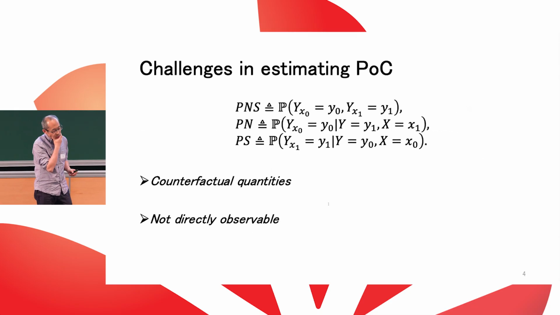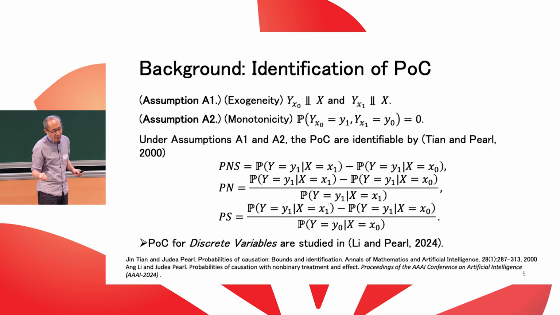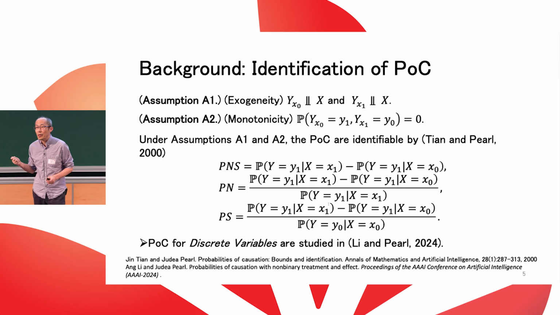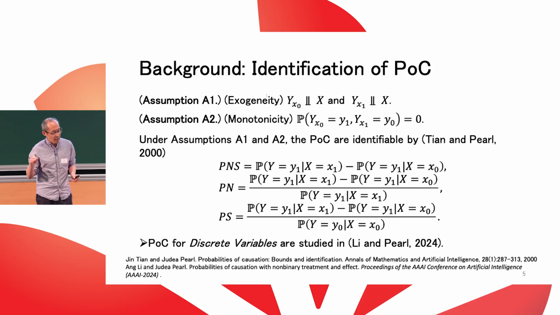We also notice that all these definitions are counterfactual quantities, so you cannot directly observe them. They are very useful concepts in practice. To estimate them in practice, typically we rely on some assumptions. Researchers typically make two kinds of assumptions. The first one is known as exogeneity, which basically says there is no confounder between x and y.